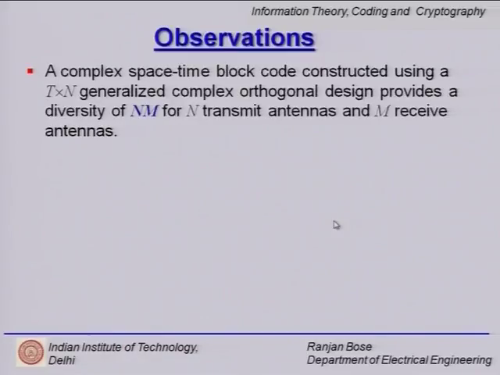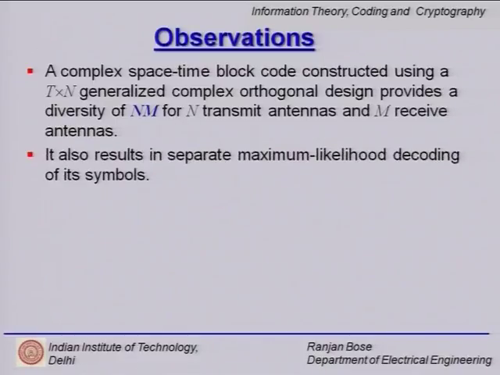Then we made some observations that the generalized complex orthogonal design provides a diversity of n cross m. So this is one of the very important things. We get a tremendous amount of diversity gain using space-time block codes, where n is the number of transmit antennas and m is the number of receive antennas. So it's directly the product.